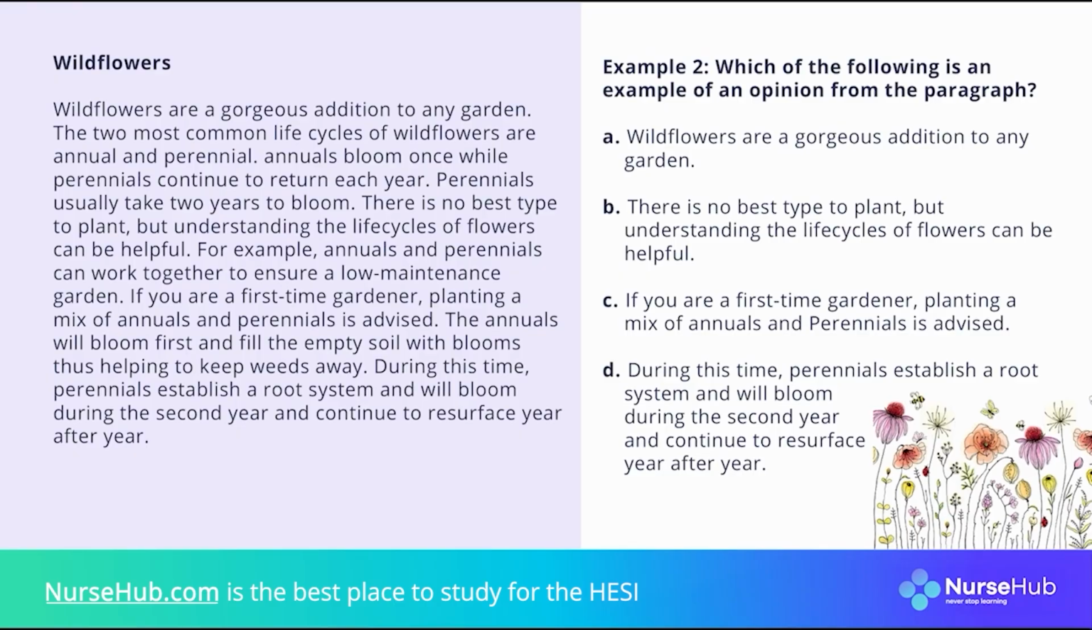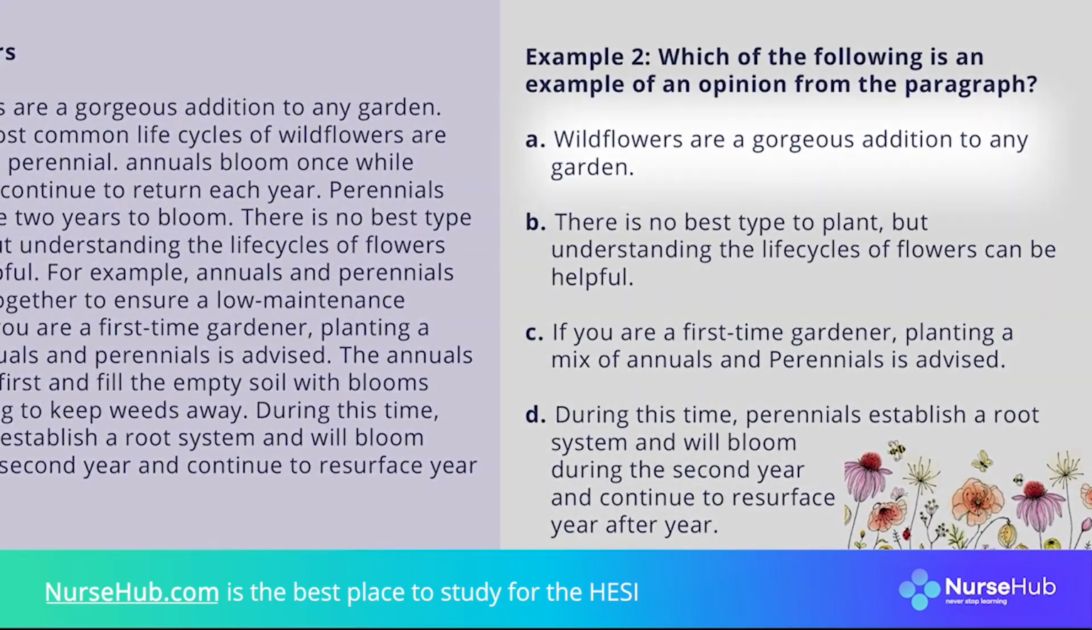Okay, so we're looking for which of these answer options is an opinion. Let's look for those opinion signal words. A reads, wildflowers are a gorgeous addition to any garden. B, there is no best type to plant, but understanding the life cycles of flowers can be helpful. C, if you're a first-time gardener, planting a mix of annuals and perennials is advised. D, during this time, perennials establish a root system and will bloom during the second year and continue to resurface year after year.